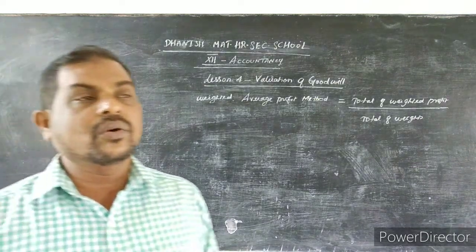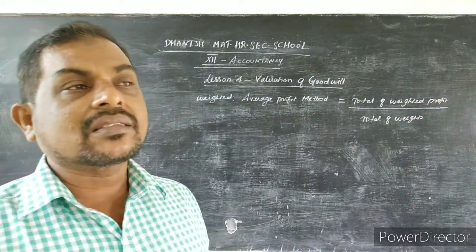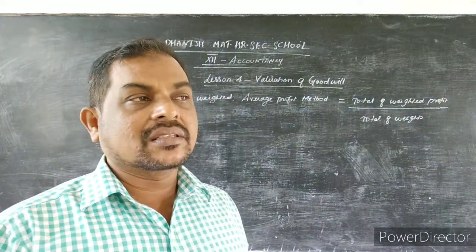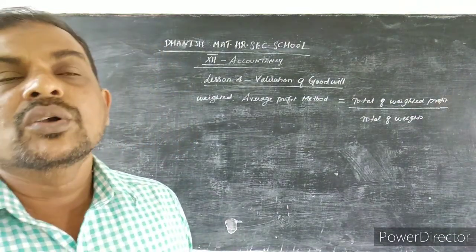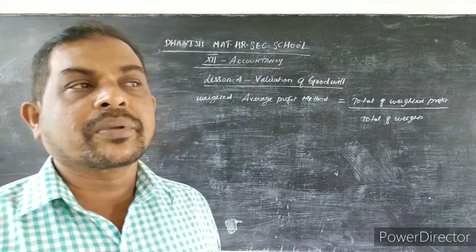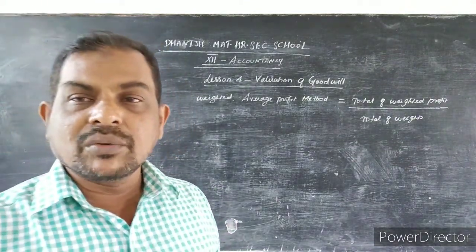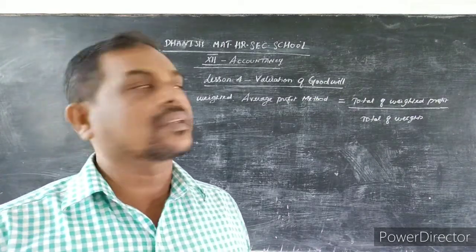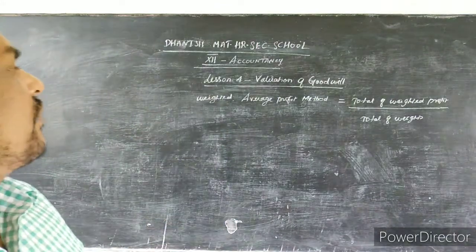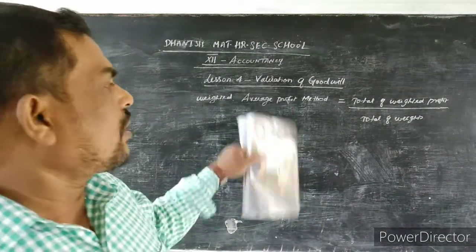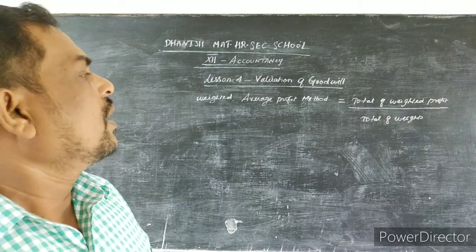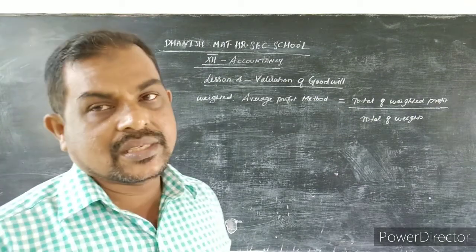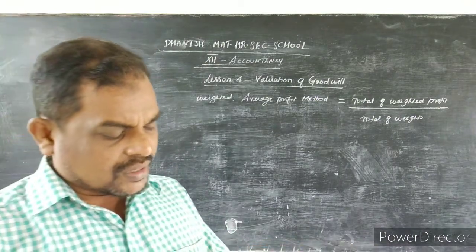Okay, it means they will give a purchase of rice with weight and rate. 5 kgs of rice, each kg 50 rupees. 2 kgs of sugar, each kg 40 rupees. Like that, they will give the weights and their prices. So if it comes, that is the weighted average profit method. The formula is total of weighted profit divided by total of weights. Okay. Now let us see one sum.